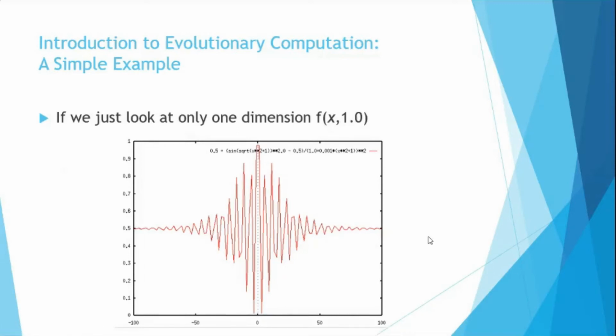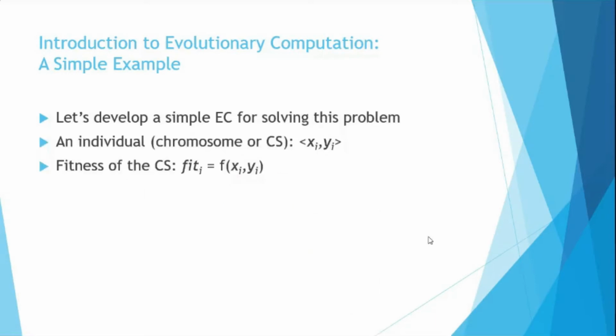So by this you might get that x equal to 0 as well as y equal to 1 is a possible solution for this given problem, that is, maximizing f of x, y, the given function. Then how do we develop an evolutionary computation for this problem?